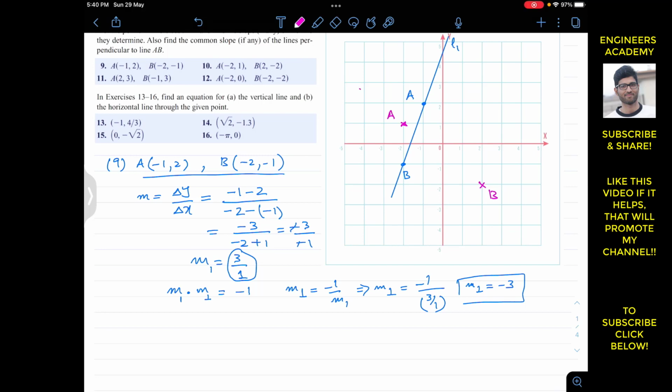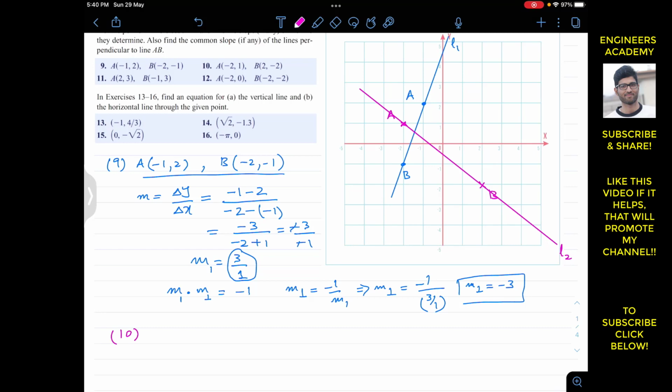Now if we join both of these, that will give us the line represented by these 2 points. Let's say this line is named L2. So now again for problem 10, we can find the slope.